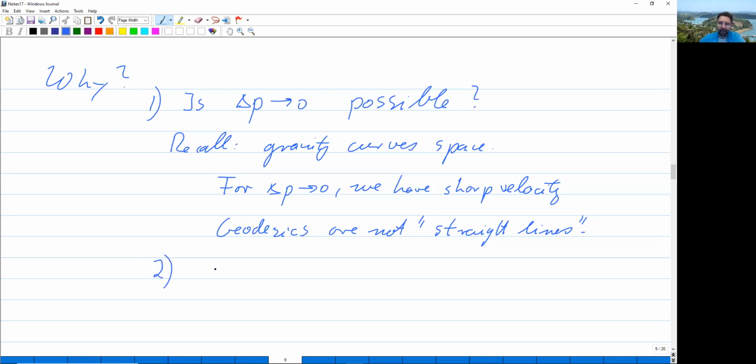At the moment, we are not experimentally ready to measure these things, but it's an interesting possibility. Secondly, and that I think is even much cooler. Secondly, we can ask, is delta x going to 0 possible? Again, gravity may prevent it.